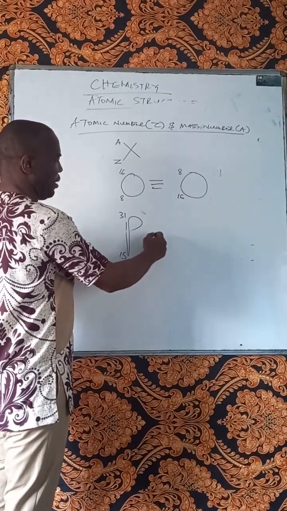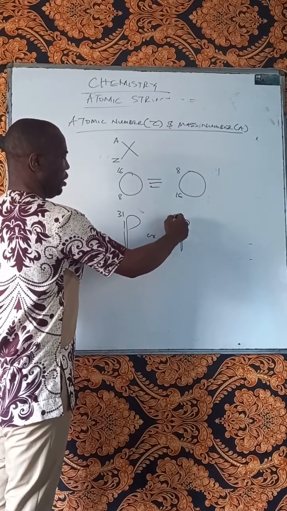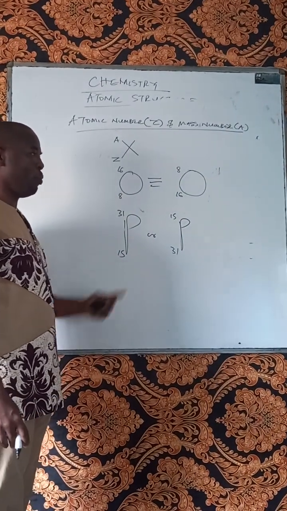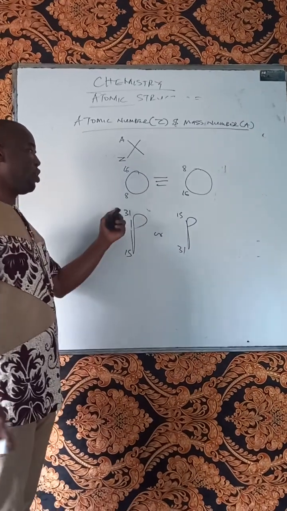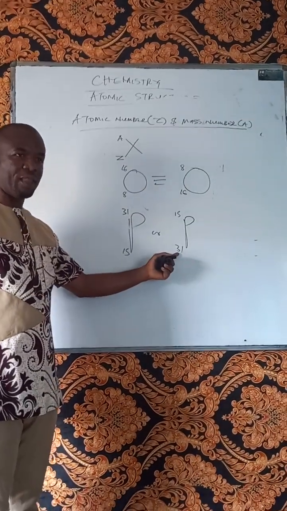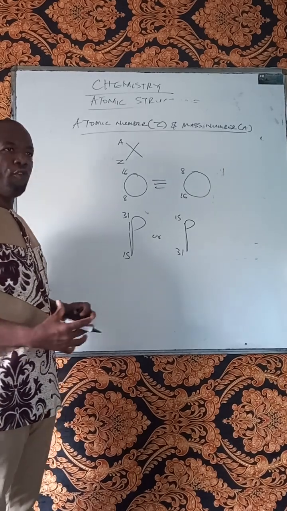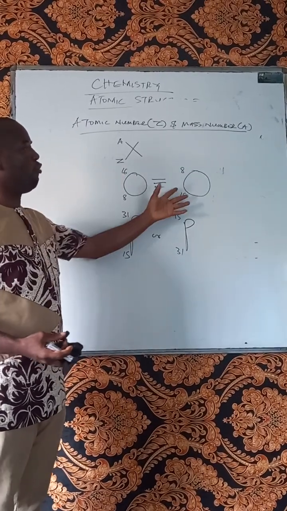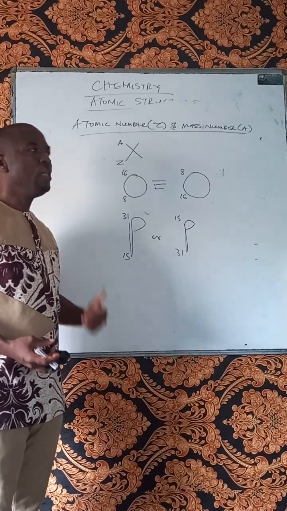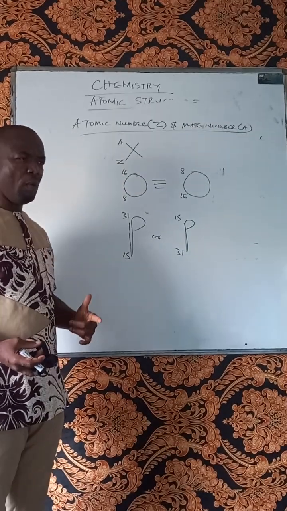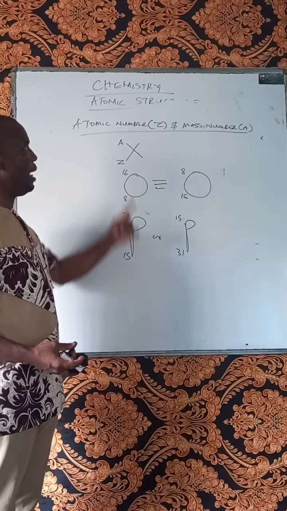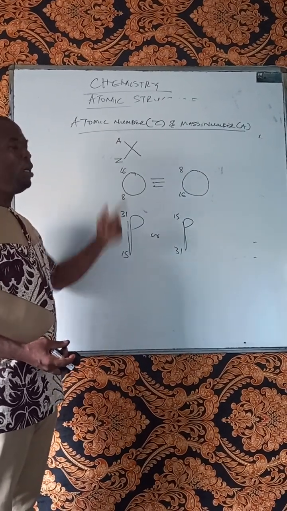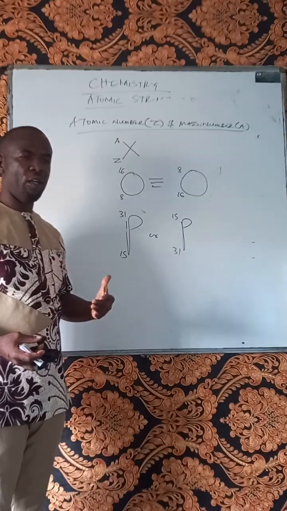But somebody can write it as P, 15 and 31. That doesn't matter. The atomic number still remains the smaller number, while the mass number still remains the bigger number, 31. So that it will not confuse you when you come across a symbol written like this or in that format. The mass number is the bigger value, the atomic number is the smaller value. So A is the bigger one, whether it's placed up or placed down, while Z is the smaller value.